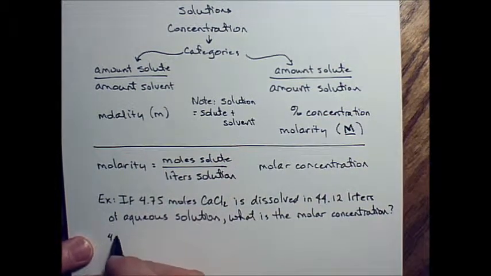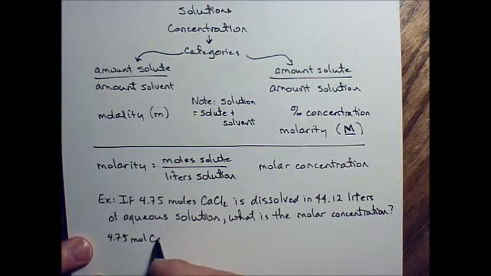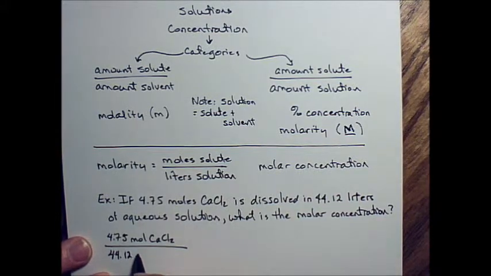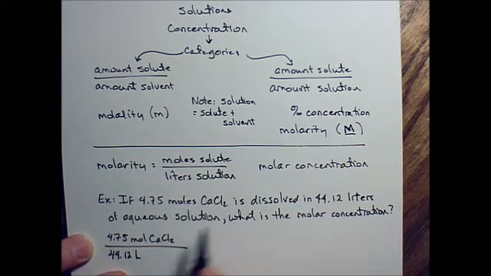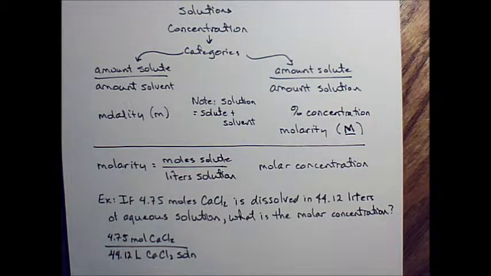So 4.75 moles of calcium chloride. Remember, MOL is just a shorthand for a mole. And we're putting it over 44.12 liters. Capital L is the symbol for liters of this calcium chloride solution. SOLN is a shorthand we use for the word solution. In chemistry it's used a lot. And then we do the math.